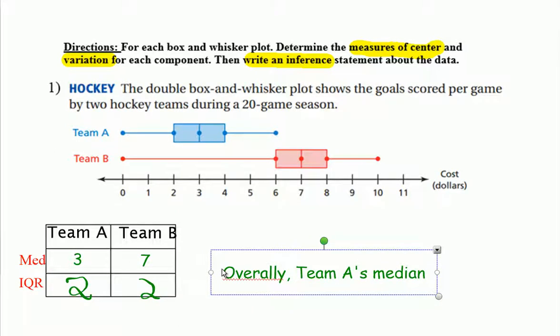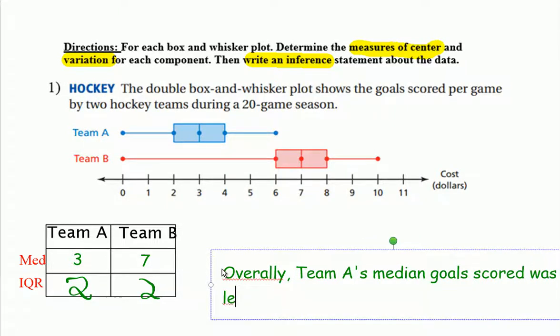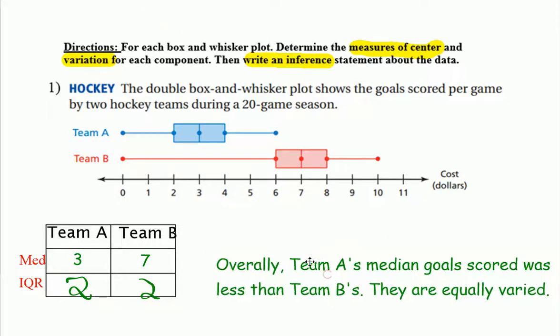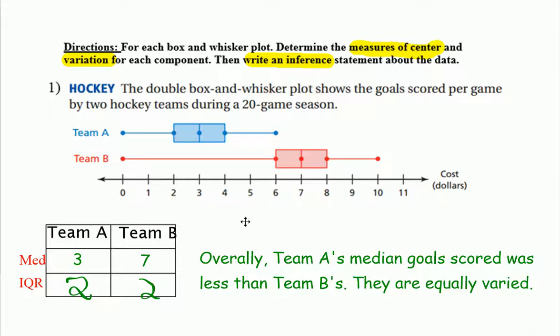I'm not sure what the median was. It says goals scored, so let's try median goals scored was less than Team B's, and then they are equally varied. That just means they're spread out about the same. They are equally varied in terms of their interquartile range. They're spread out about the same amount. If we look here, about the same amount, right? 2 and 2.